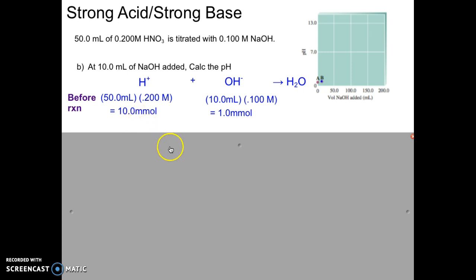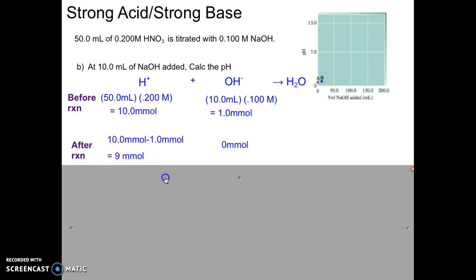Now, the reaction is allowed to happen, and what would happen is that this OH is going to react with the H to make water. And 0 millimoles of OH will be left, because this is what we would commonly call the limiting reagent. And if 1 millimole of hydroxide is consumed, that means 1 millimole of the hydrogen ions is consumed to make that water. So you have 9 millimoles left.